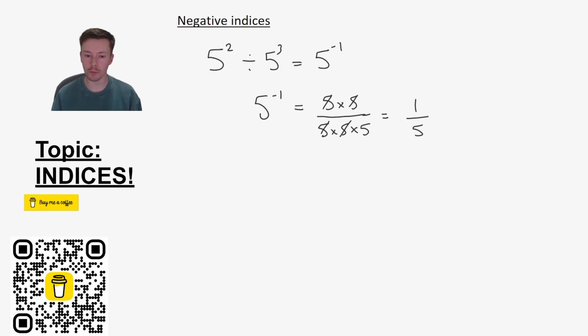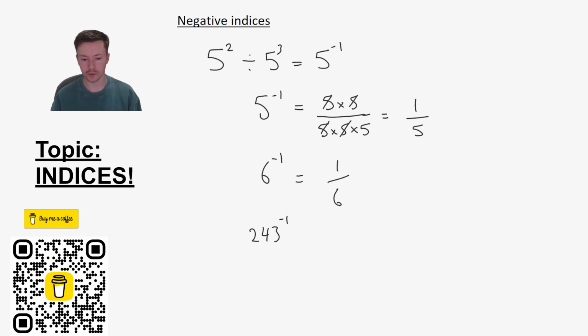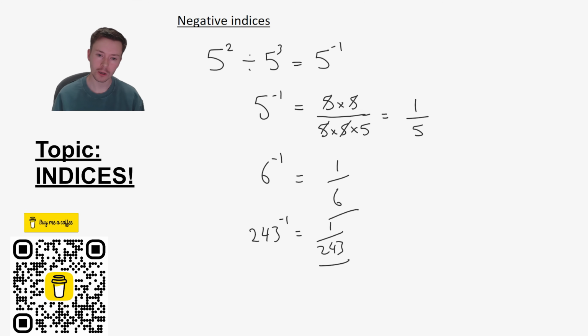And we'll find that any number, so 6 to the power of negative 1, is what's called the reciprocal. It's basically what we would times the original number by to get 1, but also it looks like it's kind of flipped or made into a fraction. And this works with any number, so 243 to the negative 1 is 1 over 243. Okay? Now, it gets a little bit more interesting than that because that's just the negative 1 part.